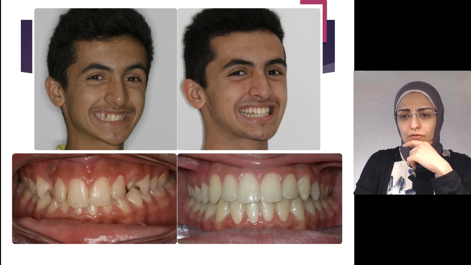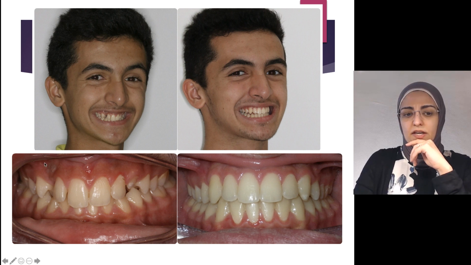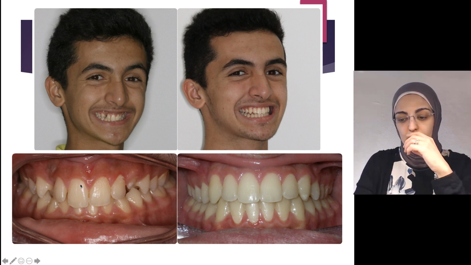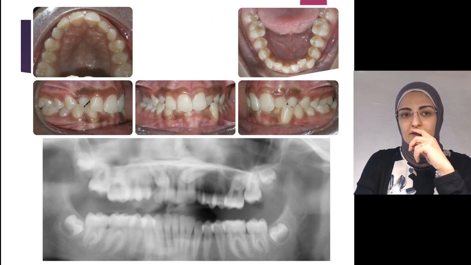And here is our beautiful patient with his smile. We can see here, if you had palpated here, you wouldn't feel anything. So that's a red flag. That's why it was palatal. And as we see, the midline is shifted, and there is a crossbite on that tooth, and so on and so on. All of this was corrected with braces.